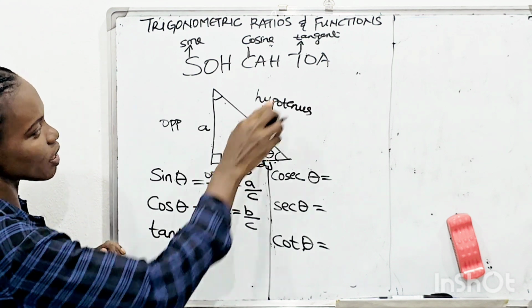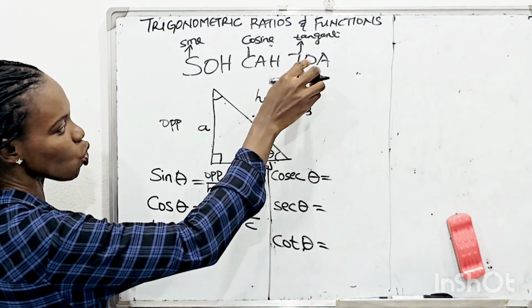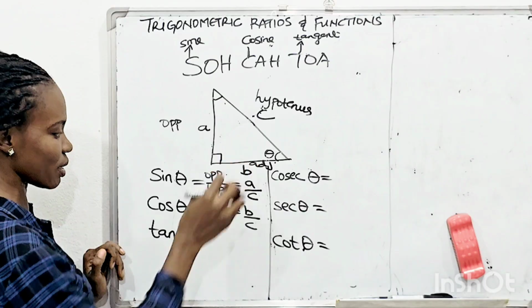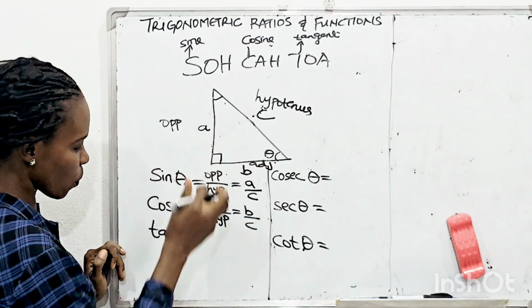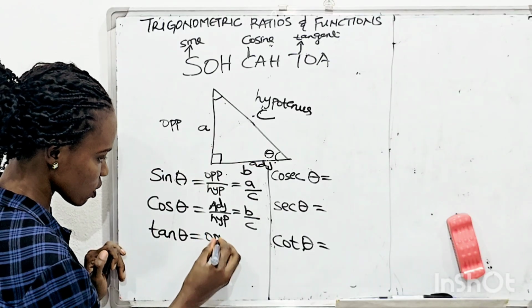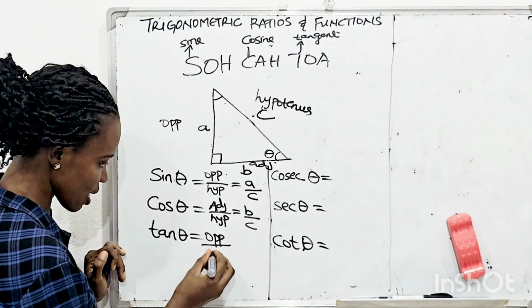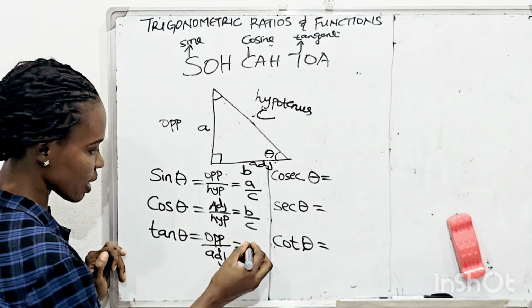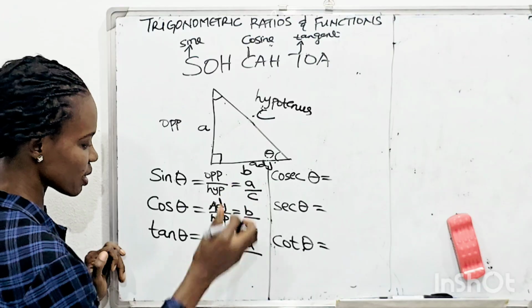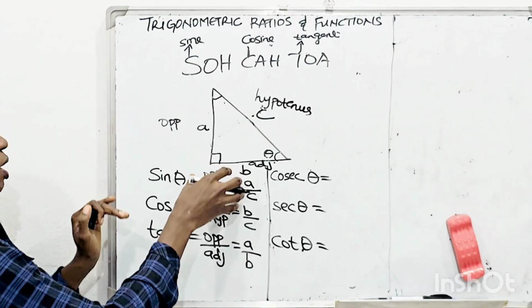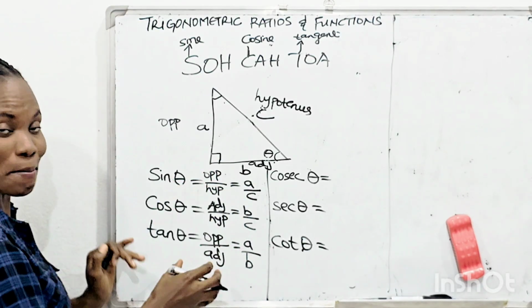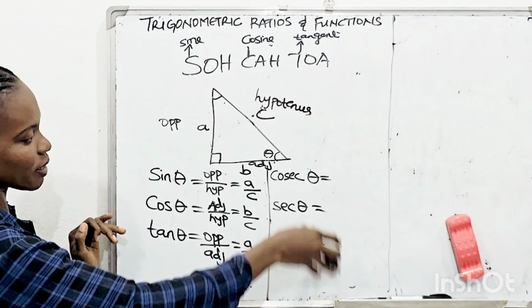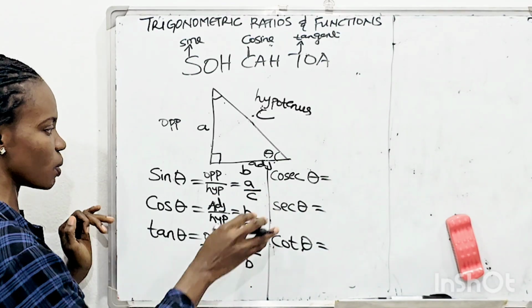Tan theta, TOA, is opposite over adjacent. Opposite over adjacent. And our opposite is A, and our adjacent is B. Once you're able to derive these 3 major trigonometric ratios, to find their reciprocals will not be a problem.